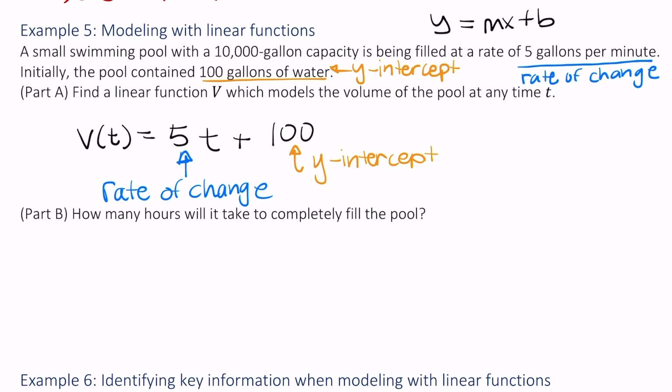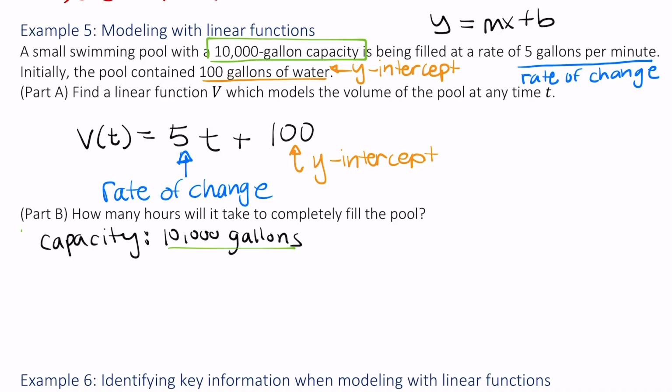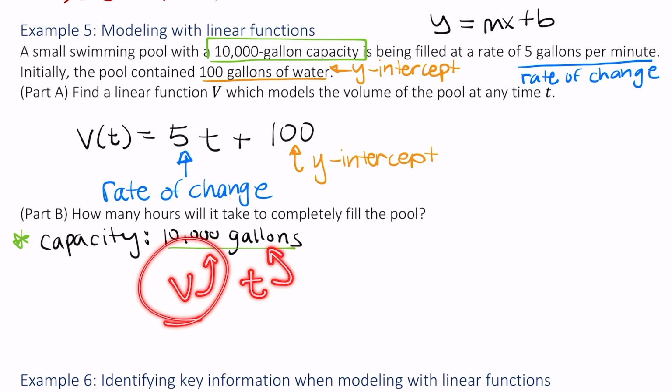So how can I set this up? What's important to know here? 10,000 gallon capacity. So it is important to know, you're correct. It is important to know that this pool has a capacity of 10,000 gallons. So here's the capacity, 10,000 gallons, and that's from here, right there. So what can I do with this 10,000? Is this 10,000 a value of V or a value of T? You are right. This 10,000 is a value of v.